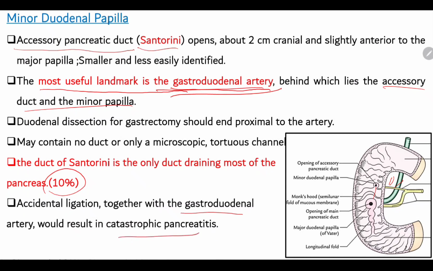That means in 10% of cases there is only a minor pancreatic duct, and the whole pancreas is drained by it. So if we ligate this one, there won't be drainage of the pancreatic juice, and it leads to severe pancreatitis. That was the second part of the duodenum.